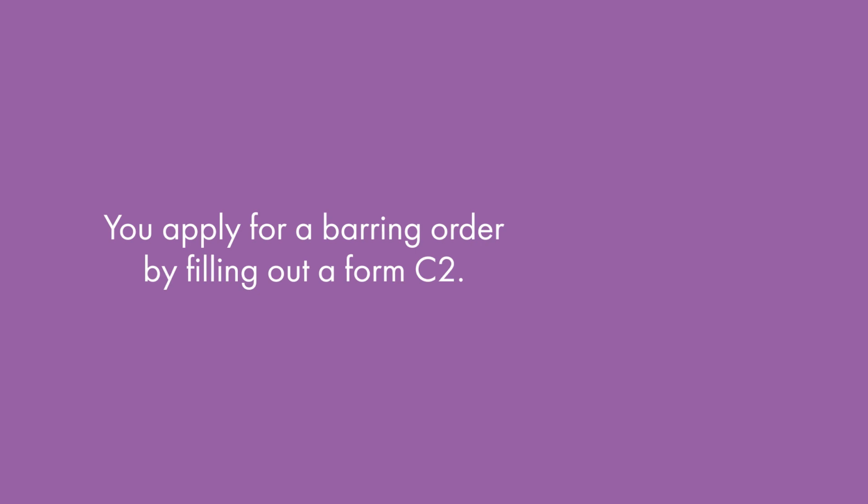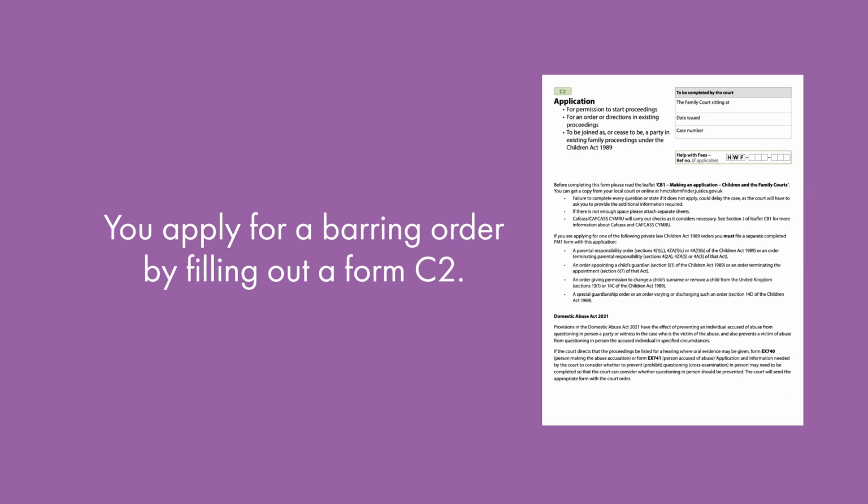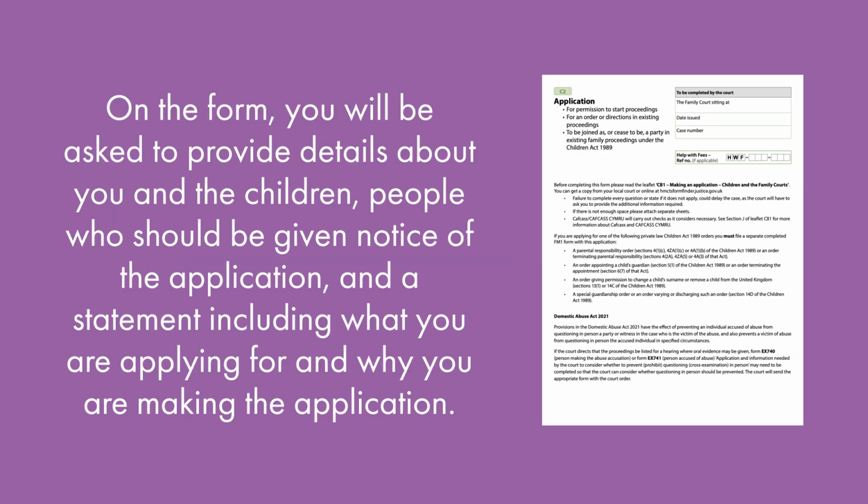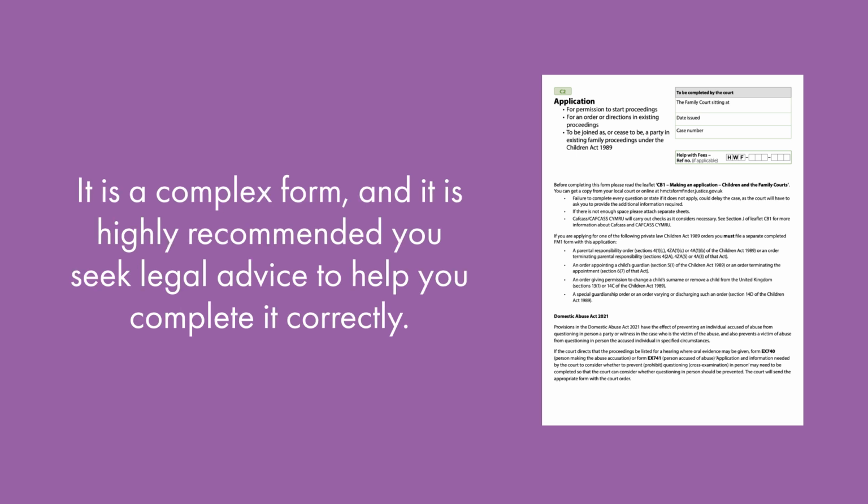You apply for a barring order by filling out a Form C2. On the form you'll be asked to provide details about you and the children, people who should be given notice of the application, and a statement including what you are applying for and why you are making the application. It is a complex form and it's highly recommended you seek legal advice to help you complete it correctly.